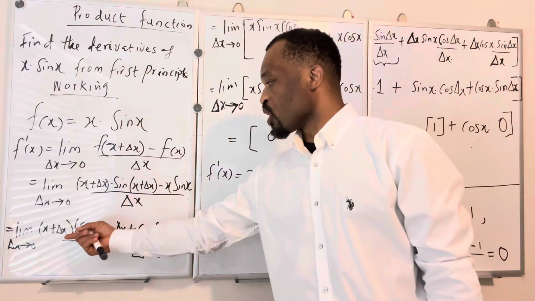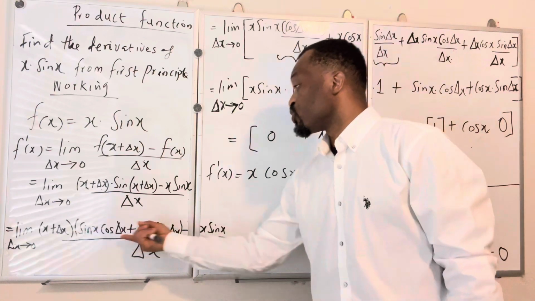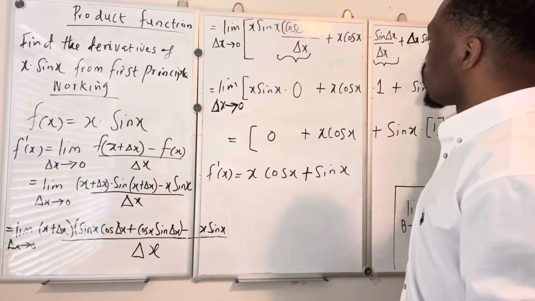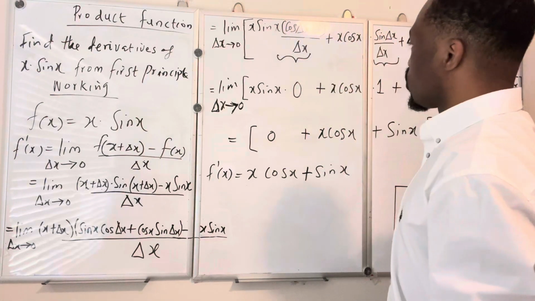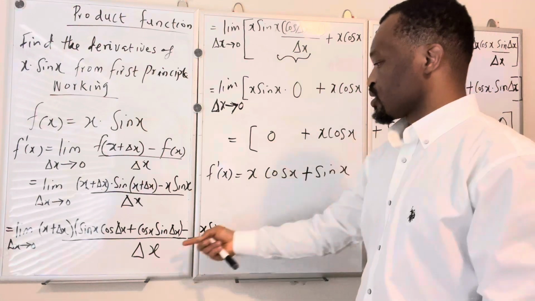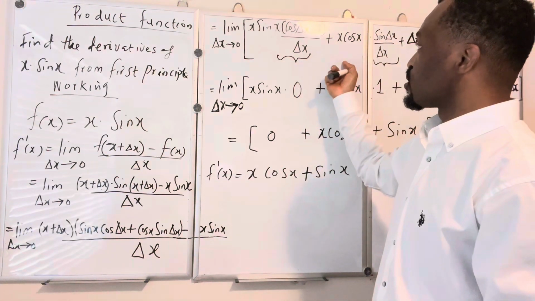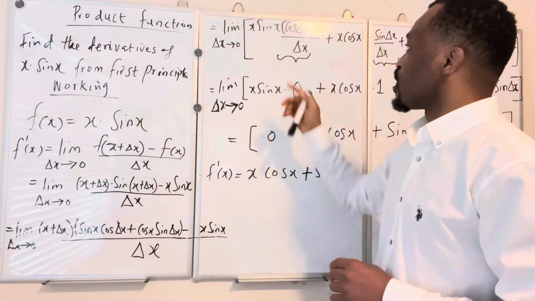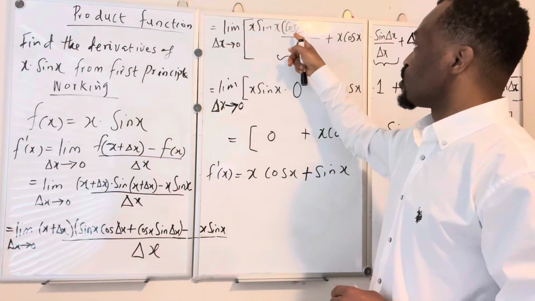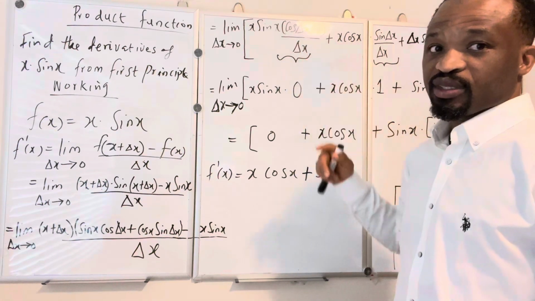In fact, all of what we have at the numerator, I'll spare the details here. I believe you can do it. All of what we have at the numerator works out to be this. Now at the denominator, I have change in x here. So what I've just done is to factor in change in x in such a way that I would have an identity, cos change in x minus 1 over change in x.